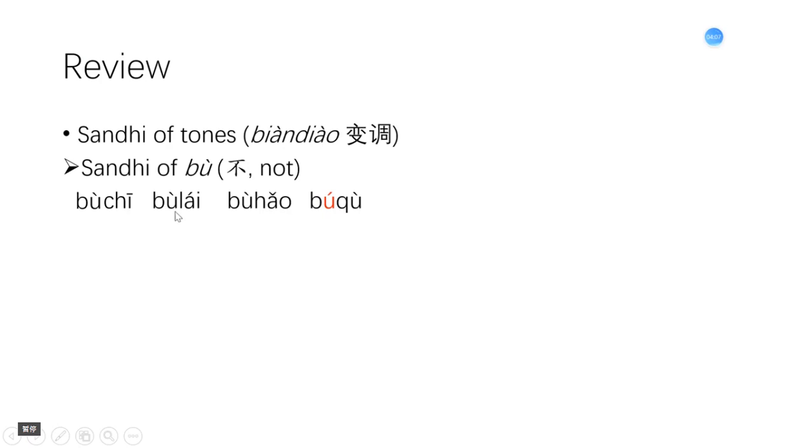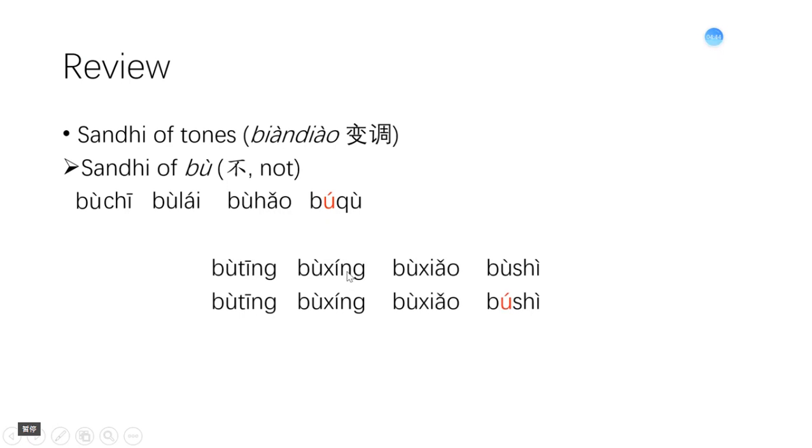So these are the rules of Sandhi of bu. If bu is put before a first tone, second tone, and third tone syllable, there's no change in tones. We pronounce it as its original tone, a fourth tone syllable. But if bu is put before a fourth tone syllable, there's a change in tones. The fourth tone of bu is changed into second tone. So this is the Sandhi of bu. In Chinese, we say 不的变调. Okay, let's see the other examples.